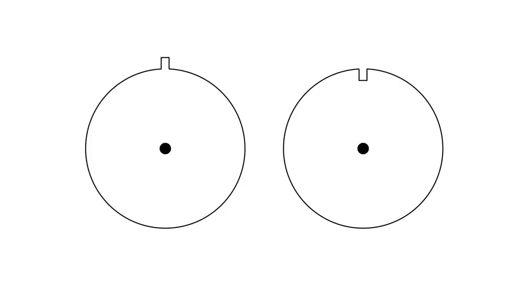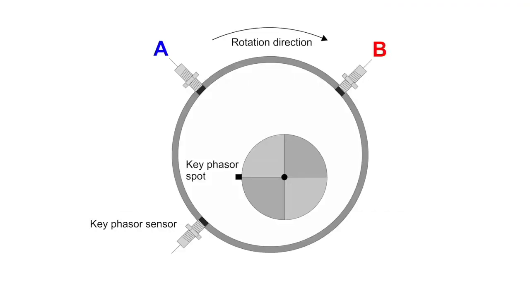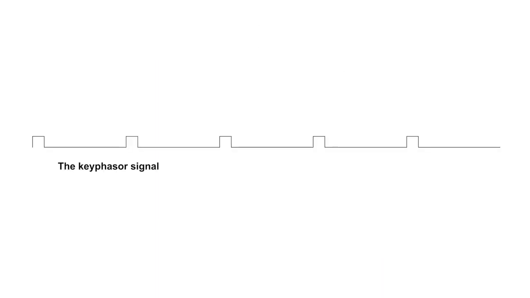The phase information uses the key phasor spot on the shaft. It is a tooth which is mounted on the shaft or the hole which is drilled to the shaft. Of course, it is done on different plane than the plane with A and B sensors. Another eddy current sensor is used for this measurement. The signal is flat with regular pulses.